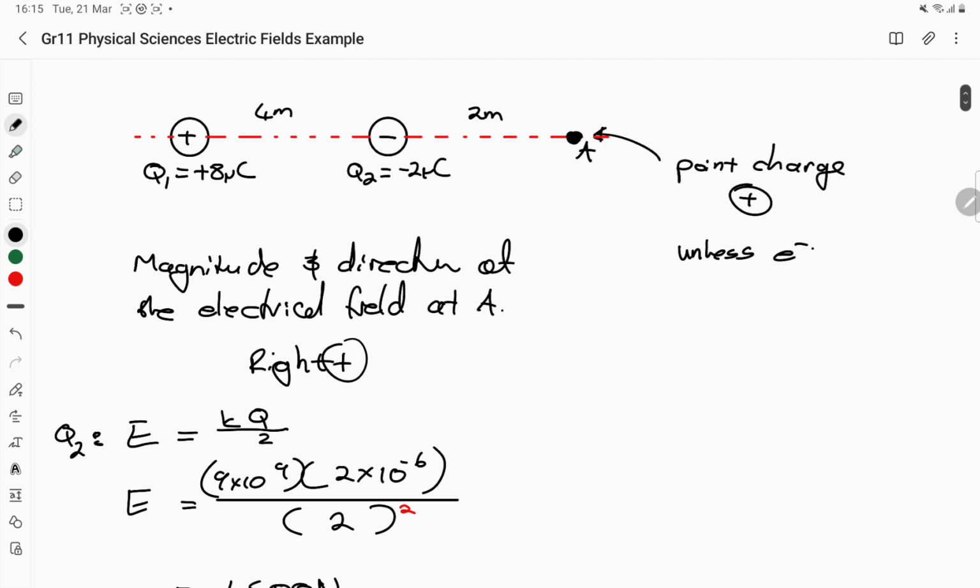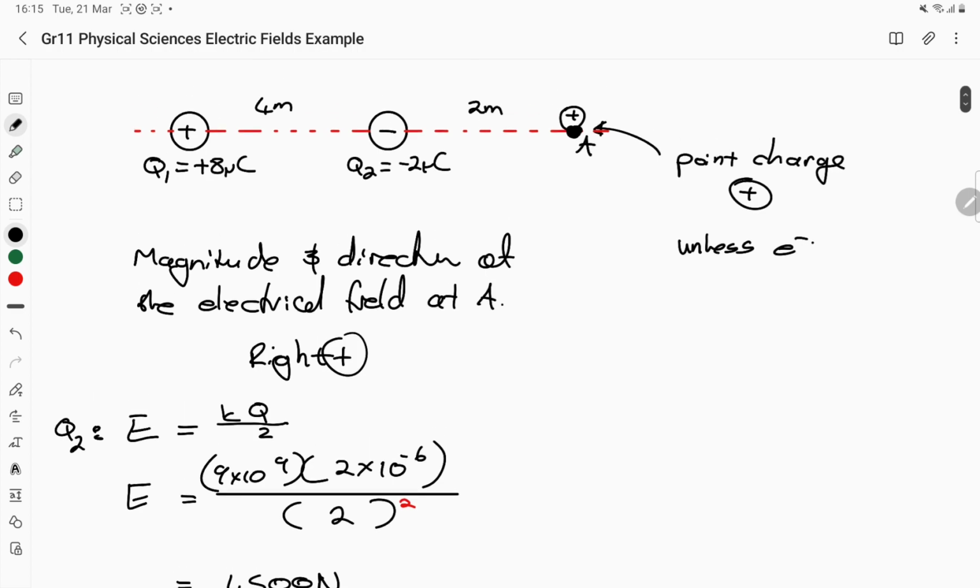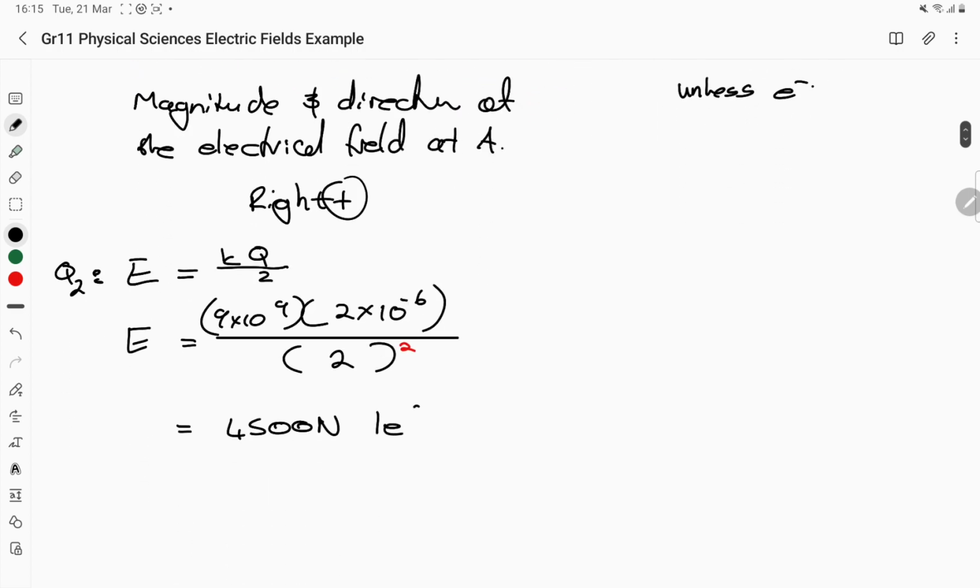Q2 affecting A, and A is a small positive charge. If everything else is fixed, that Q1 and Q2 don't move or get affected, we're looking at A as our focus, but how will it be affected by Q2? Will it be attracted towards it, or will it be repelled? And we know a positive and a negative charge will attract, so A will go to the left. All right, so right is positive, left is negative.